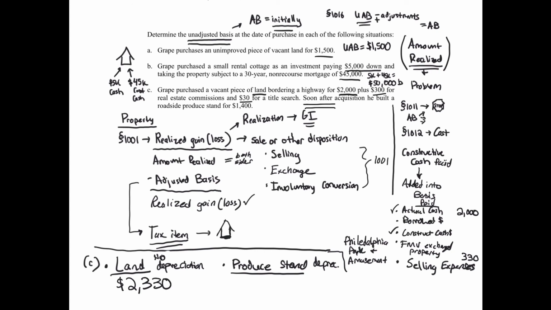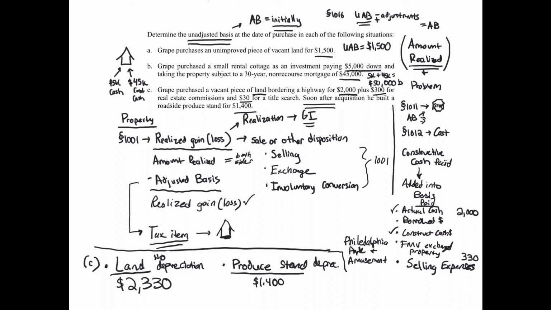What about the produce stand? Well, this one's easy. He built the produce stand for $1,400. Costs that go into actually building an item would be considered actual cash. It could be borrowed money too, if you actually have to borrow the money. That's just going to be the $1,400 amount. Boom, just like that, and we have our bases. We've gone through most of the general important ideas when it comes to what goes into basis.